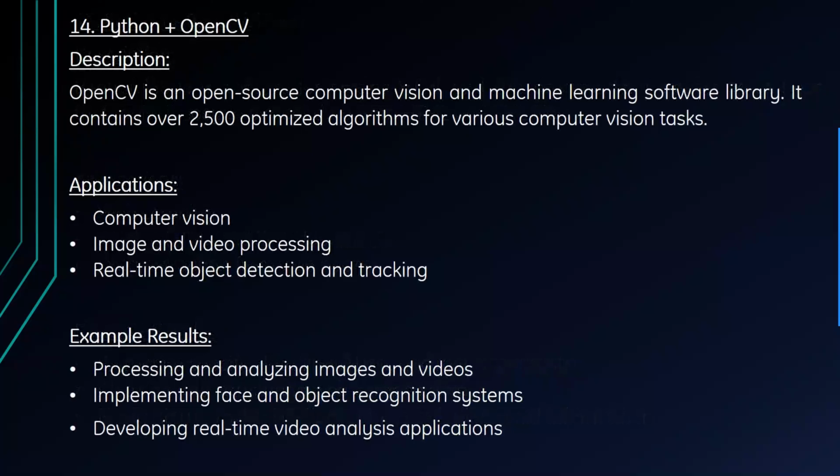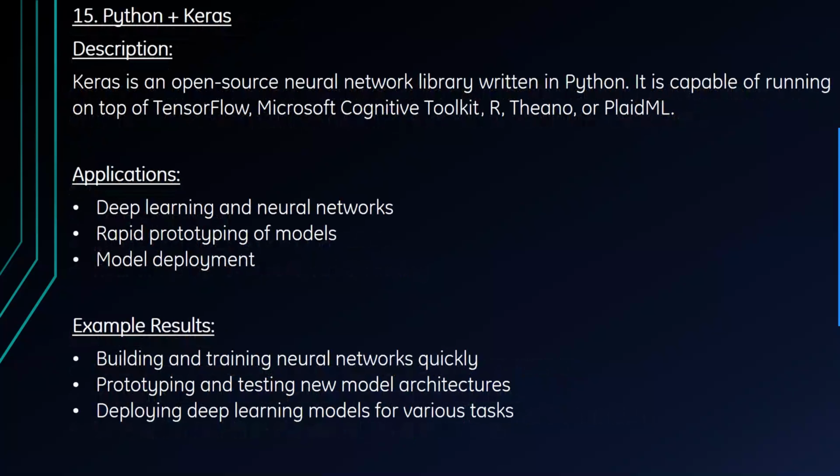Moving on, we have Python plus OpenCV. Now, OpenCV again is an open source computer vision and machine learning software library. It contains over 2,500 optimized algorithms for various computer vision tasks. The applications are computer vision, image and video processing, and real-time object detection and tracking. As an example, I've given here processing and analyzing images and videos, implementing face and object recognition systems, and developing real-time video analysis applications.